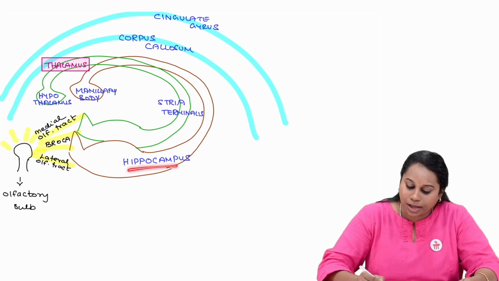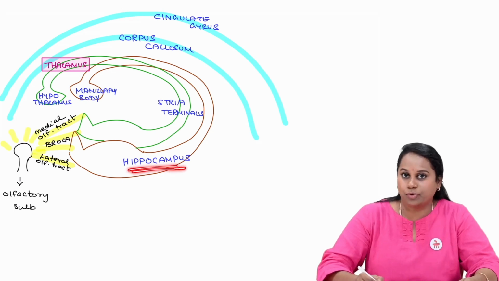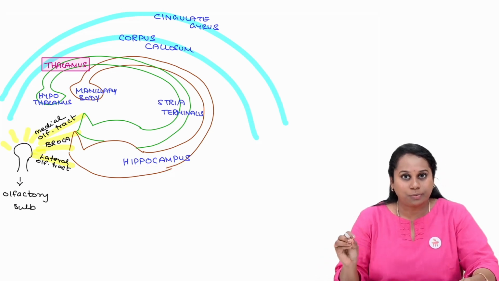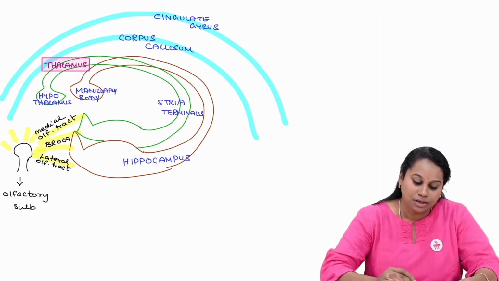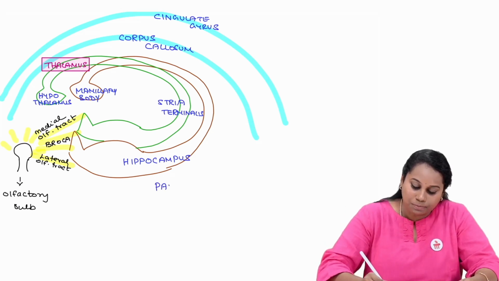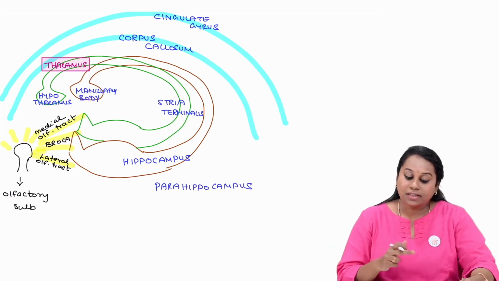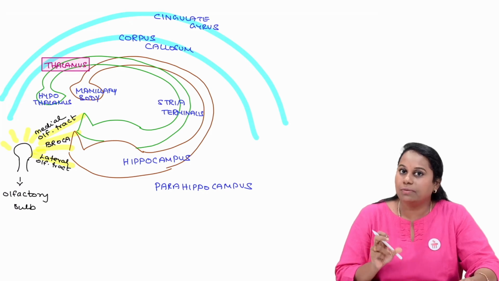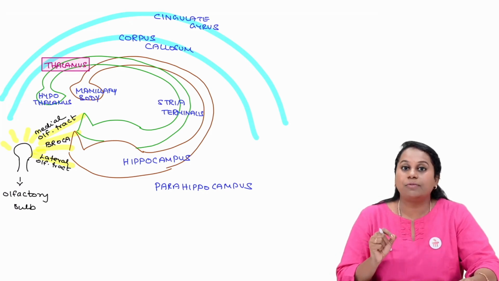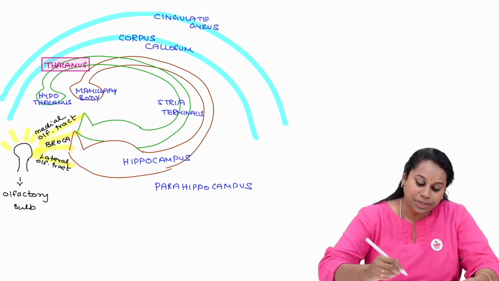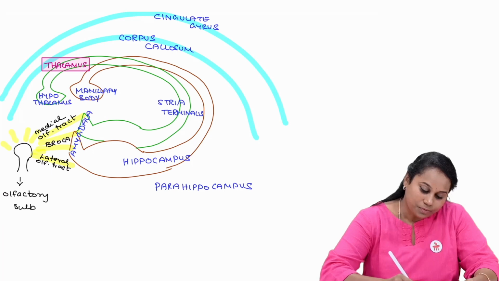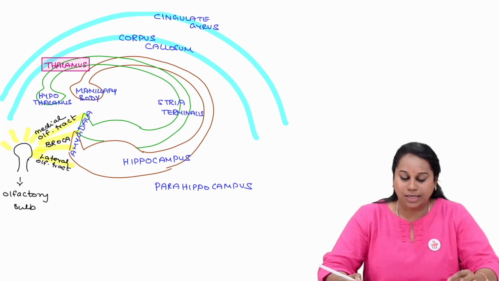Nearby the hippocampus, we'll draw the parahippocampus. Para means nearby. So the parahippocampus is a part which is nearby the hippocampus. Now, the heads of the seahorses. You can name the heads of the seahorses as amygdala. So both the heads of the seahorses, we can name as amygdala.